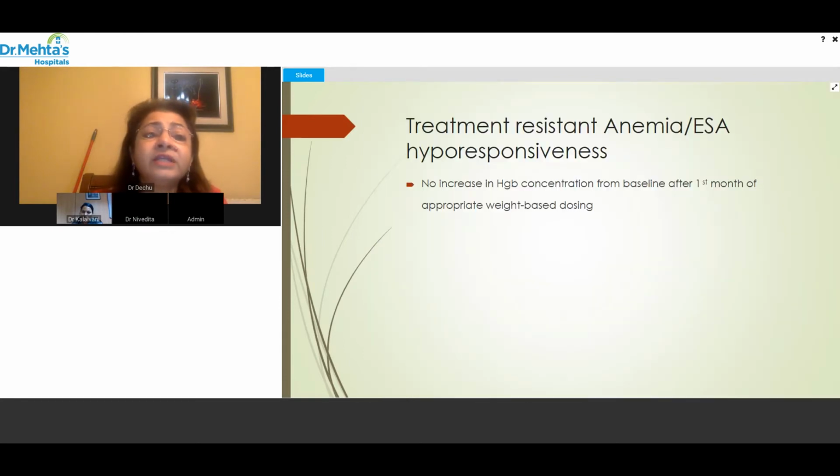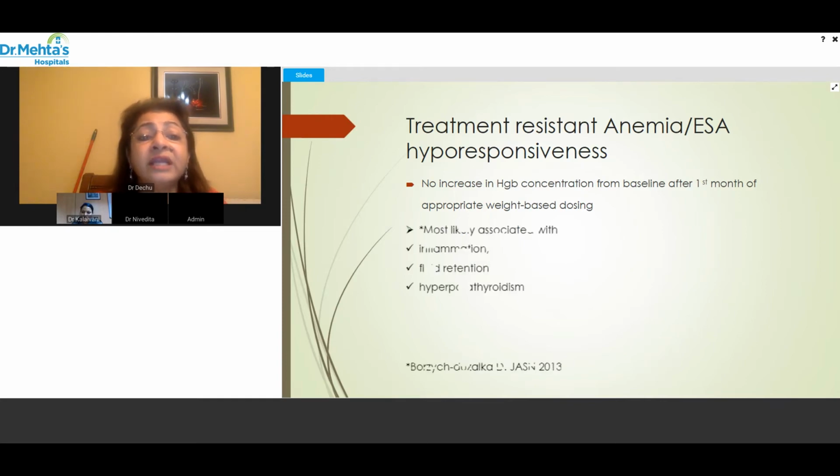So quickly talking about treatment-resistant anemia, erythropoietin hyporesponsiveness is when there's no increase in hemoglobin concentration from baseline after 1 month of appropriate weight-based dosing. Most likely it's associated with inflammation, very high rates of inflammation, fluid retention, which causes dilution and anemia, and hyperparathyroidism, which makes the bone marrow not conducive to make red blood cells, and therefore these three need to be addressed when you see that the patient is erythropoietin hyporesponsive.